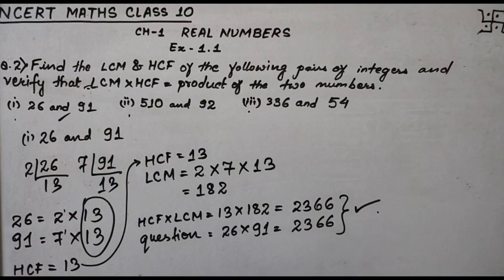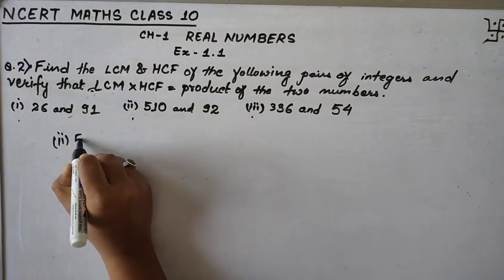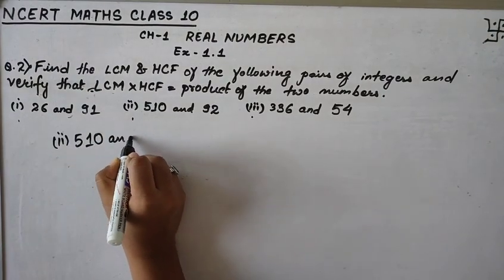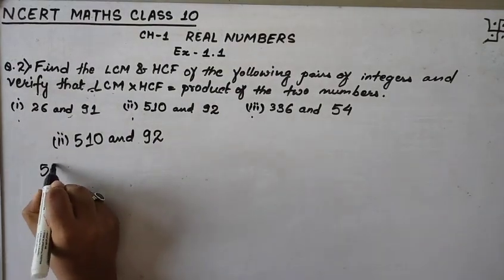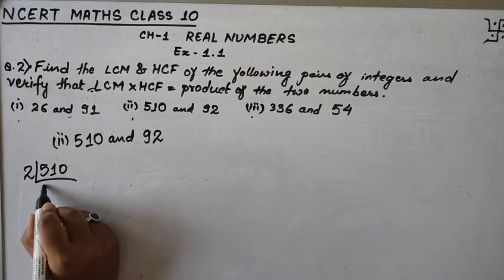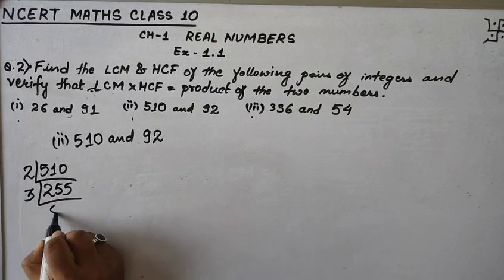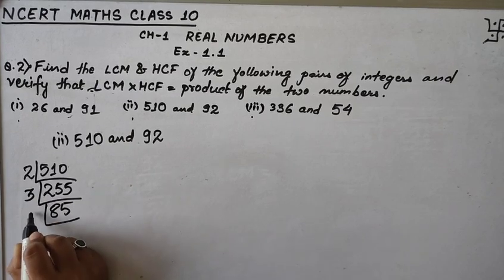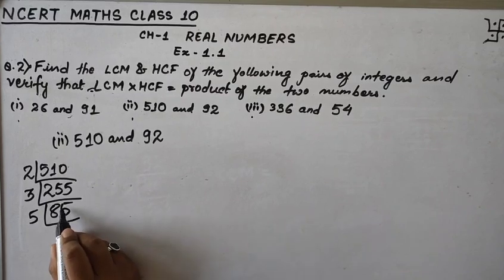Let me remove this for the second question. Question number 2, that is 510 and 92. We have to solve it the same way. Divide it, starting with 2, and 5 into 1 is 5, and we'll get 35 over here, which is 5 into 7 is 35.